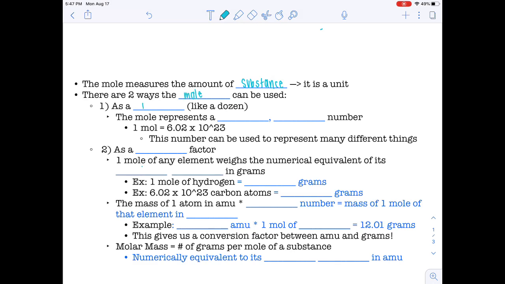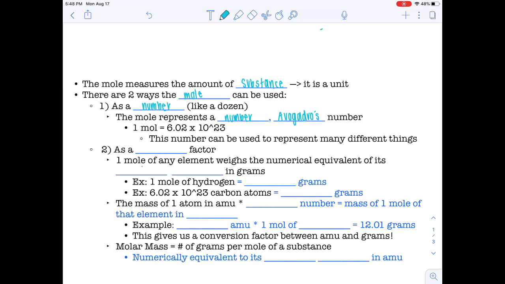The first way is as a number, kind of like a dozen. Just like a dozen represents 12, the mole represents a number, specifically Avogadro's number. Avogadro's number is 6.02 times 10 to the 23rd. And this number can be used to represent a ton of different things, like oranges, molecules, or even something like paper clips. It can be used to represent literally anything.